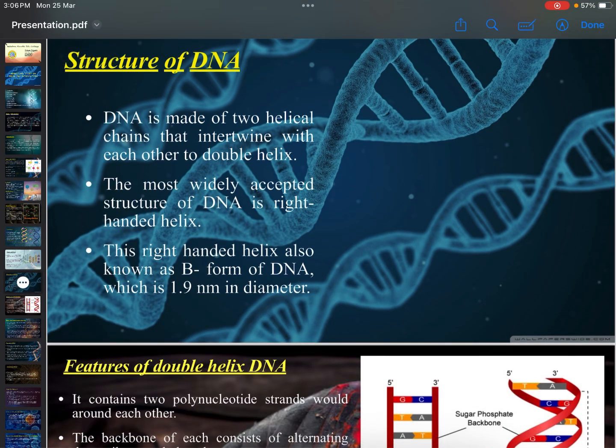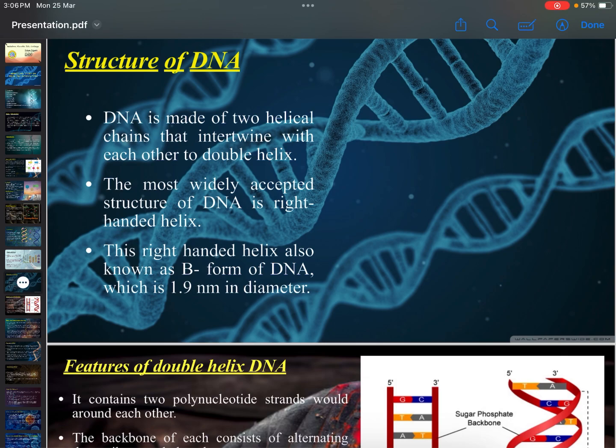Now let's study the structure of DNA. As we know, the structure of DNA was found by Watson and Crick in their experiment in 1953. The experimental proof of the Watson and Crick model was given by Meselson and Stahl through their semi-conservative mode of DNA replication.